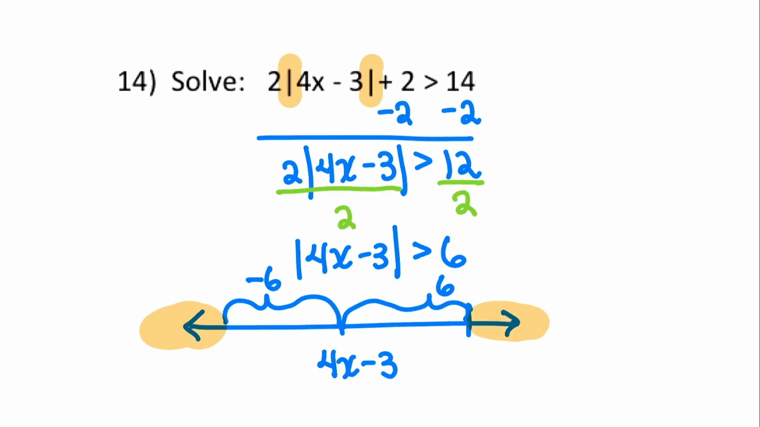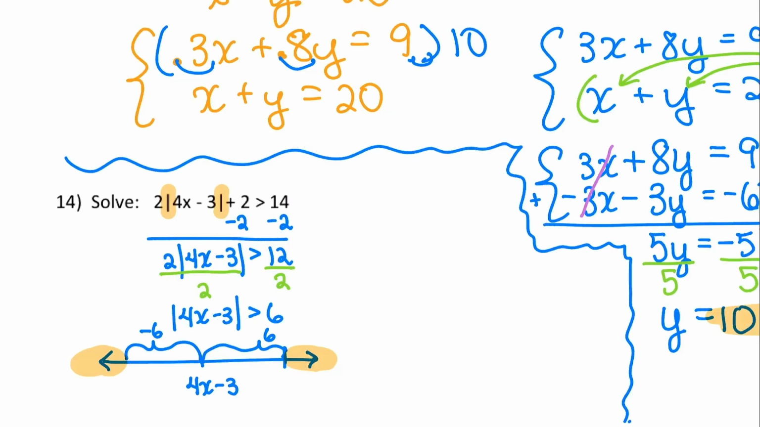So we can set up 2 different inequalities based on what we just found out. Our first inequality is going to be 4x minus 3 is less than -6. Our second inequality is going to be 4x minus 3 is greater than positive 6.